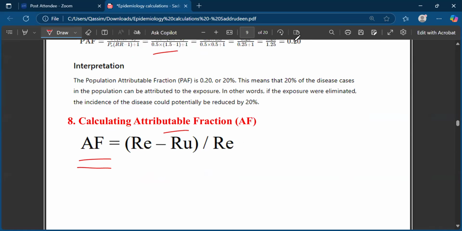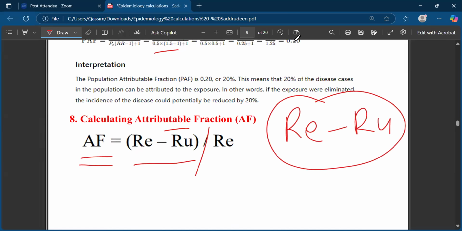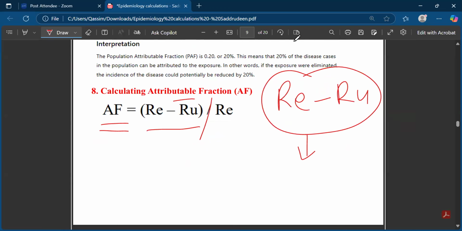It is something called the attributable fraction. Basically, it's like you're doing a risk difference and then you're dividing. You can see it has a minus component and a division component. The formula is you just take the risk in the exposed minus the risk in the unexposed. Is this hinting at something? It means you just take the risk difference, also known as the absolute risk.